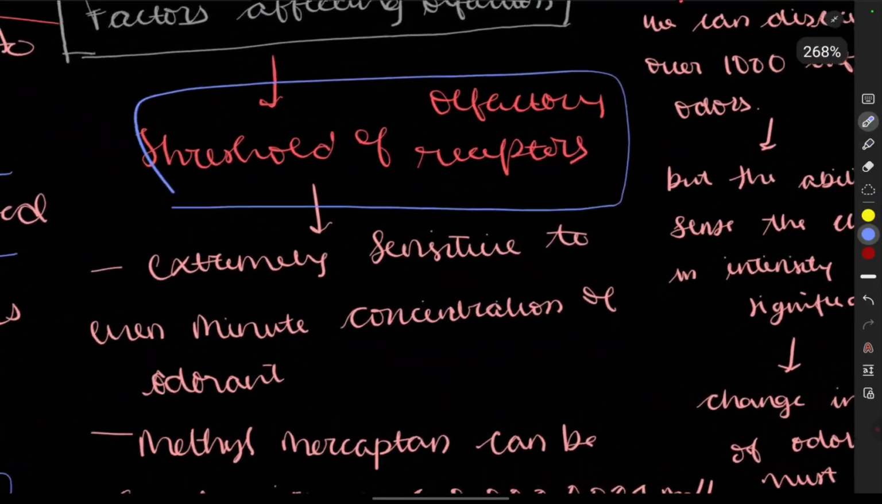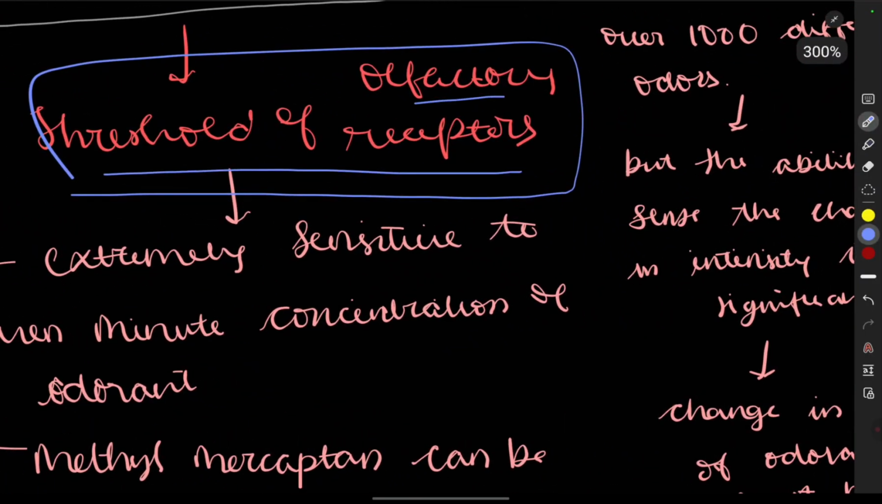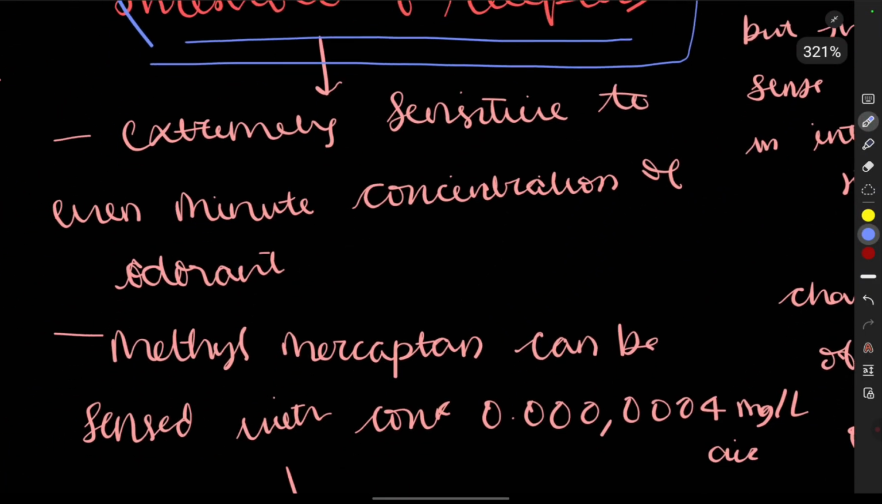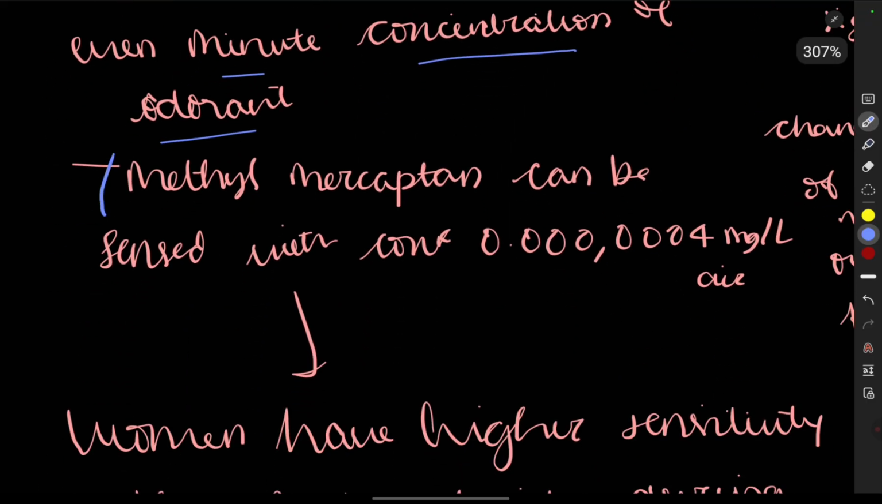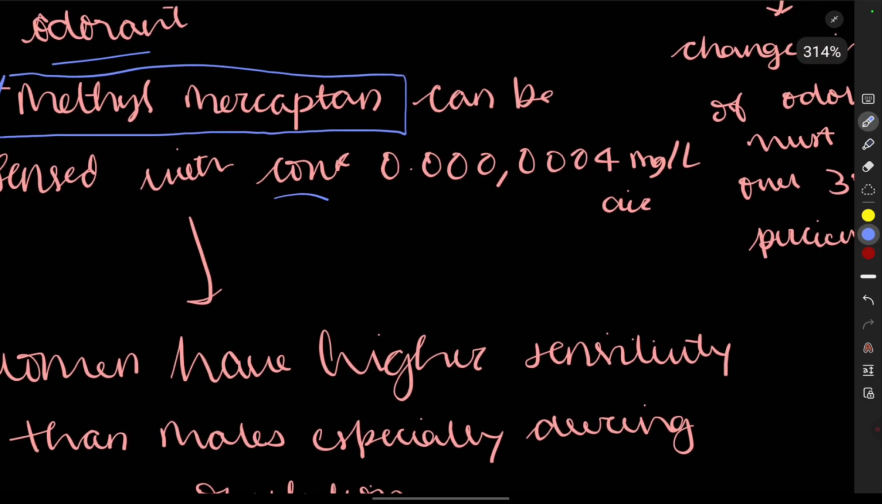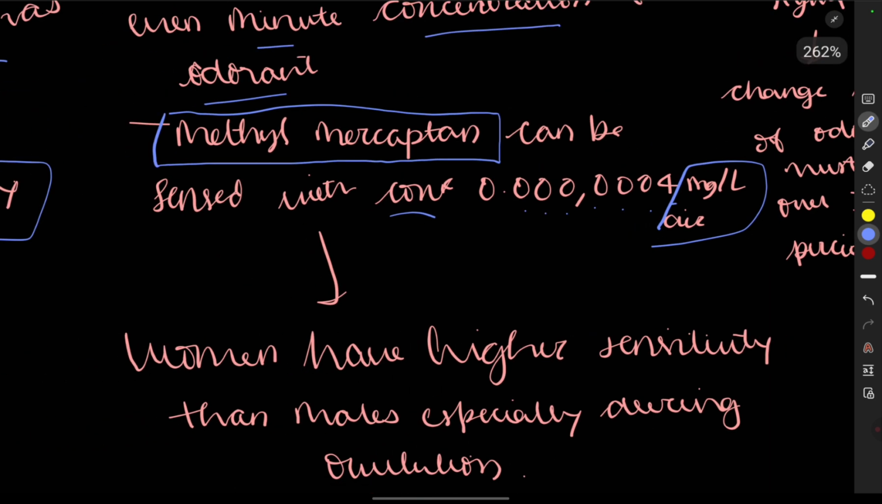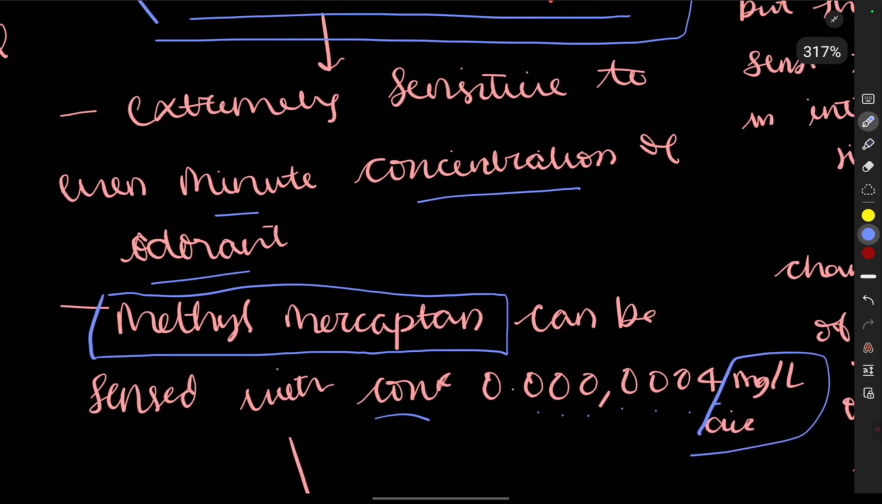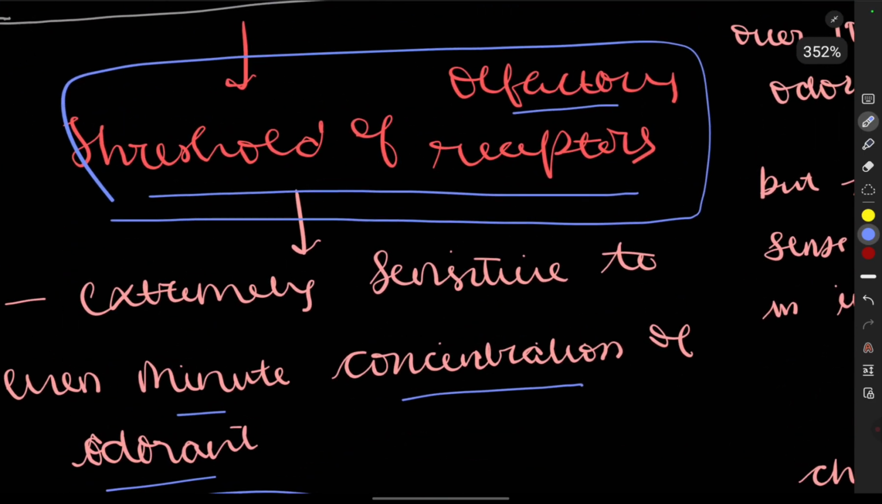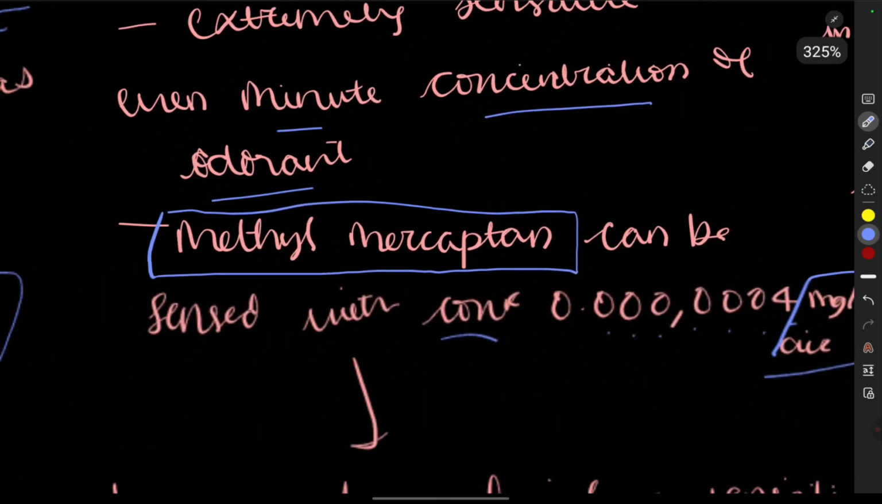Talking about the threshold of the olfactory receptors, they are extremely sensitive to minute concentrations of odorant. For example, methyl mercaptan can be sensed at a concentration of only 0.000004 milligram per liter of air. This is a very small concentration, still the perception of smell is possible due to the threshold of the olfactory receptors.